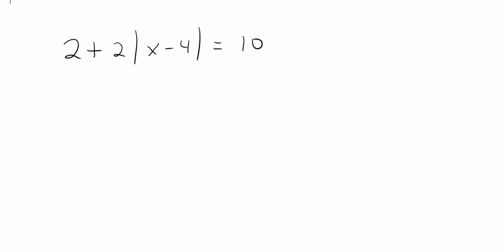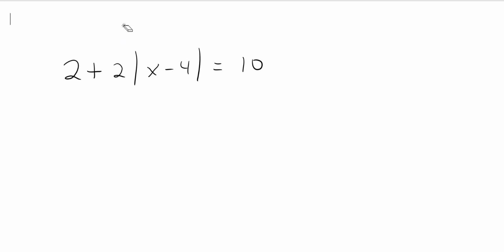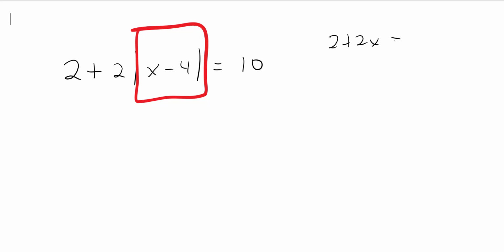All right, so please don't, this is like a horrible mistake. Please don't go 2 plus 2 is 4. That's like a terrible math mistake. Okay, and don't distribute that 2. People want to maybe distribute the 2 here. You need to understand, math fans, that that absolute value is locked into place. You cannot touch this until you isolate it. Very important. So again, this is just like saying 2 plus 2x equals 10.